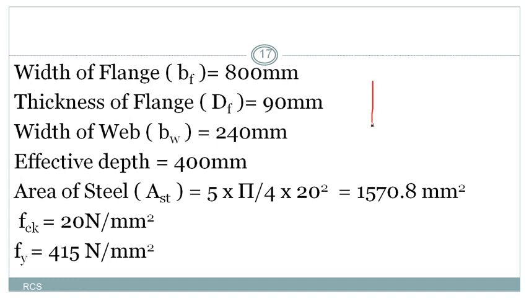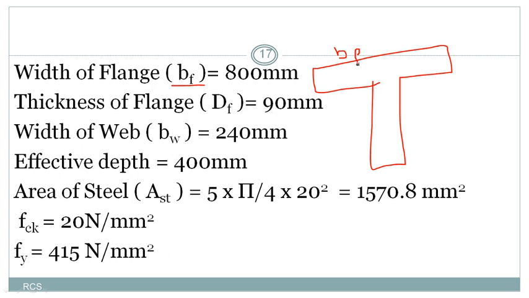So I will indicate these values on the T-beam, then you can easily identify which part is which. So this is BF. This part is called the effective flange width. BF is equal to what? 800 mm. And this is DF, the depth of the flange. This value will be considered as the depth of flange, that is DF. How much is it given? It is given as just 90 mm.